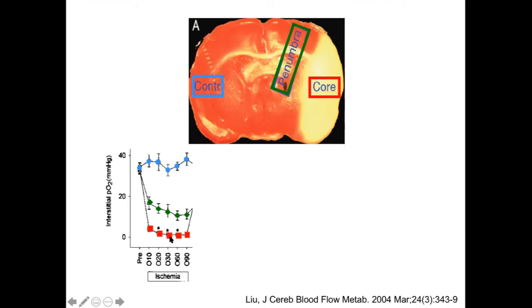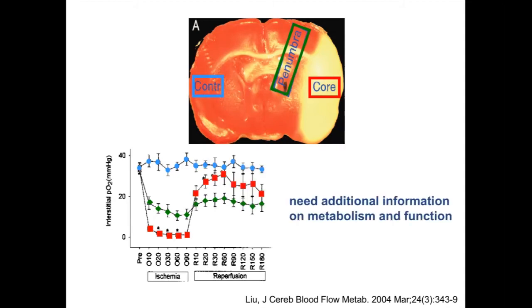What happens after reperfusion? It happens this. So the contralateral hemisphere stays stable. So PbTO2 is still normal. And penumbra, the green, the mild hypoxia is basically normalized. So reperfusion is okay. In the core, the reperfusion is associated with a massive increase in PbTO2.